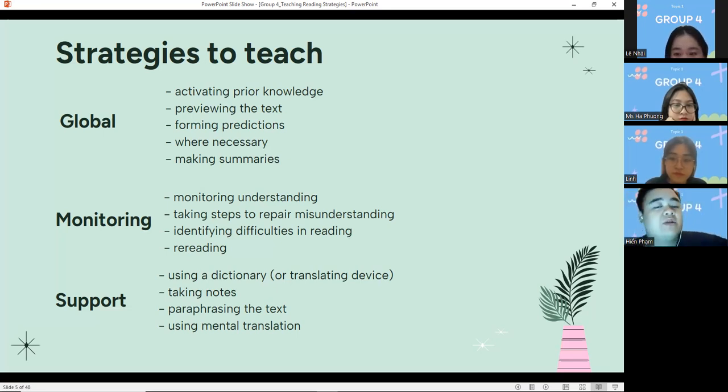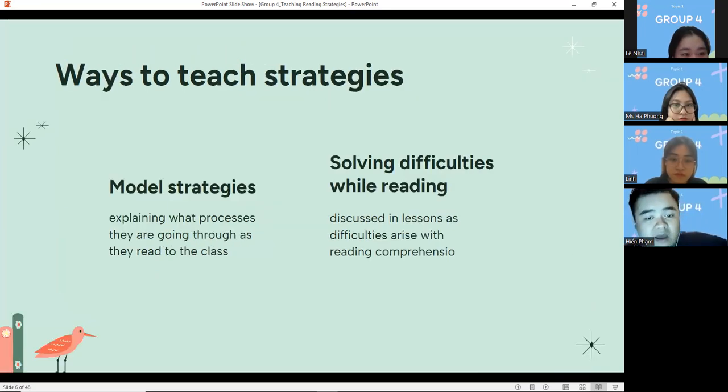So how can we teach these strategies? It is expected to happen in two ways. The first way is modeling strategies, in which the teacher explains to the class the processes they are going through as they read. And the second method is solving difficulties while reading, in which the teacher discusses in lessons as difficulties arise with reading comprehension.